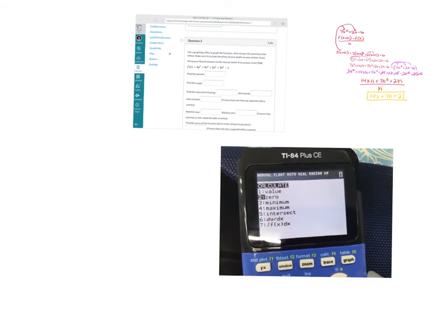Like I said, I'm going to keep going. I can't keep pausing the video, okay? Then I'm going to go second, trace, and this time I'm going to go to minimum. Go left of my minimum. Oops.